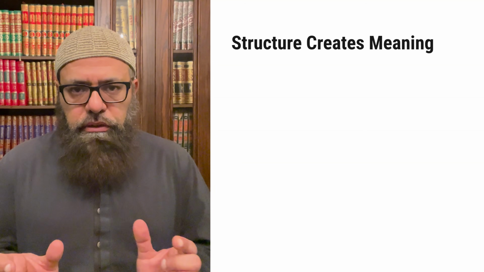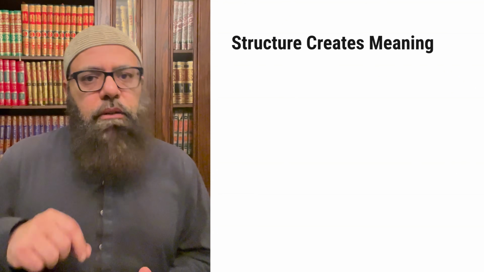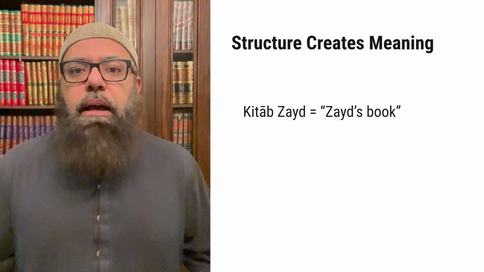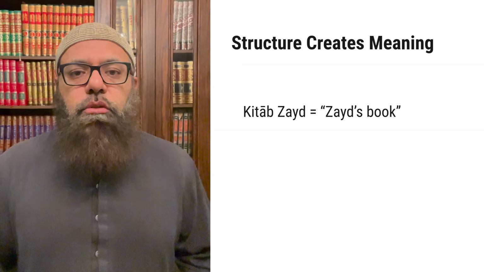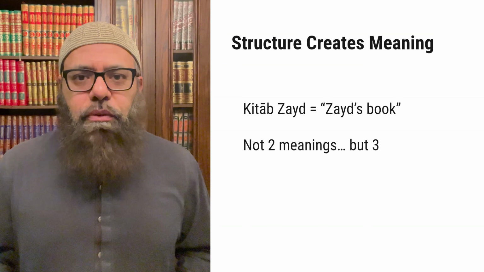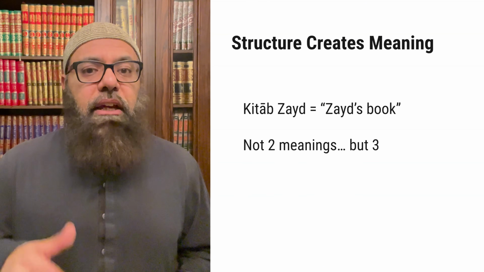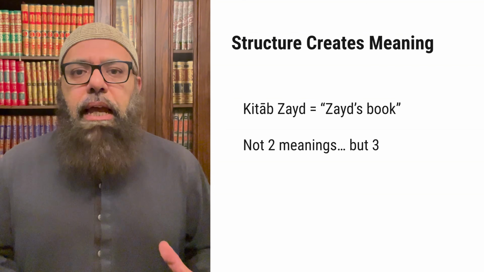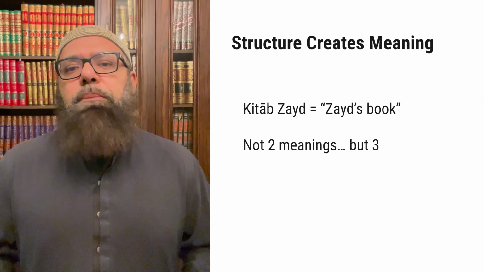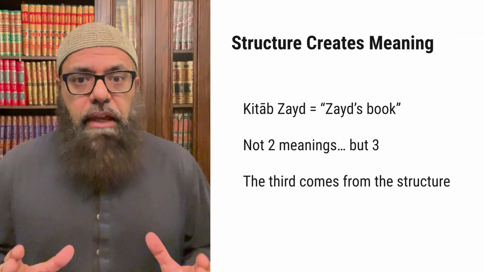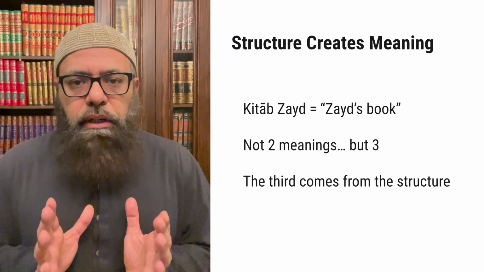So when two words are connected together, the way in which they're connected gives you more meaning than what you started off with. For example, Kitabu Zaydin means Zayd's book. If they ask you how many meanings are there in Kitabu Zaydin, the correct answer is not two. The correct answer is three. There's the meaning of book, which is kitab, and there's the meaning of Zayd, which is the name of an individual, and there's the third meaning of ownership and possession. And if they ask you where that came from, the correct answer is it came from the structure. It came from the way in which the two words were connected together.